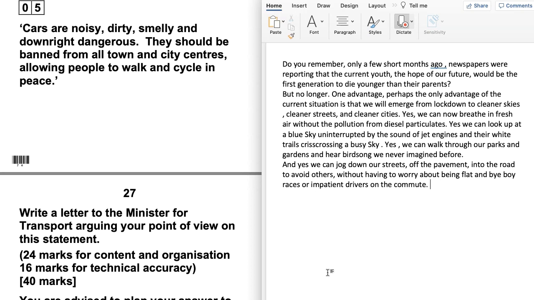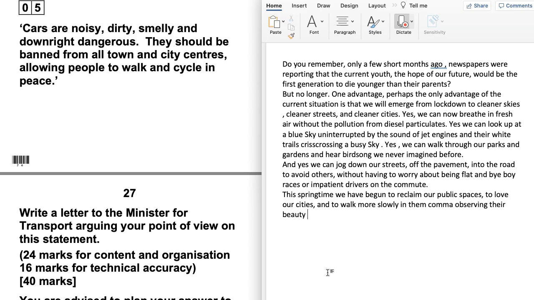This springtime, we have begun to reclaim our public spaces, to love our cities, and to walk more slowly in them, observing their beauty and calm. What if life could always be like this?